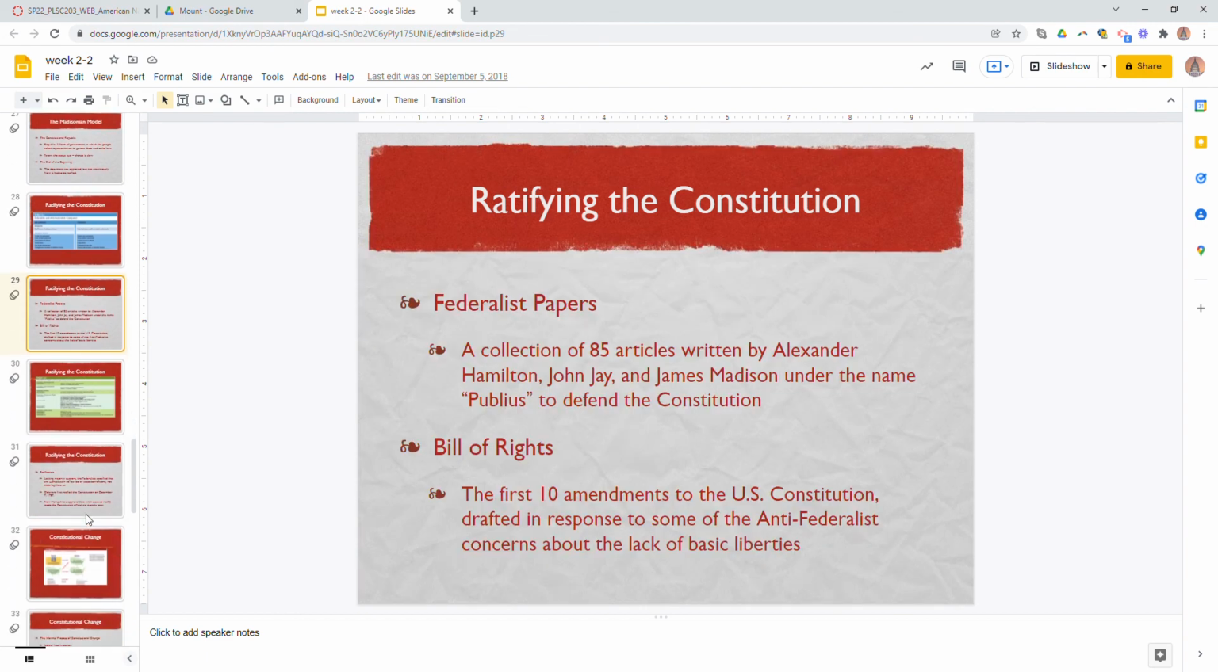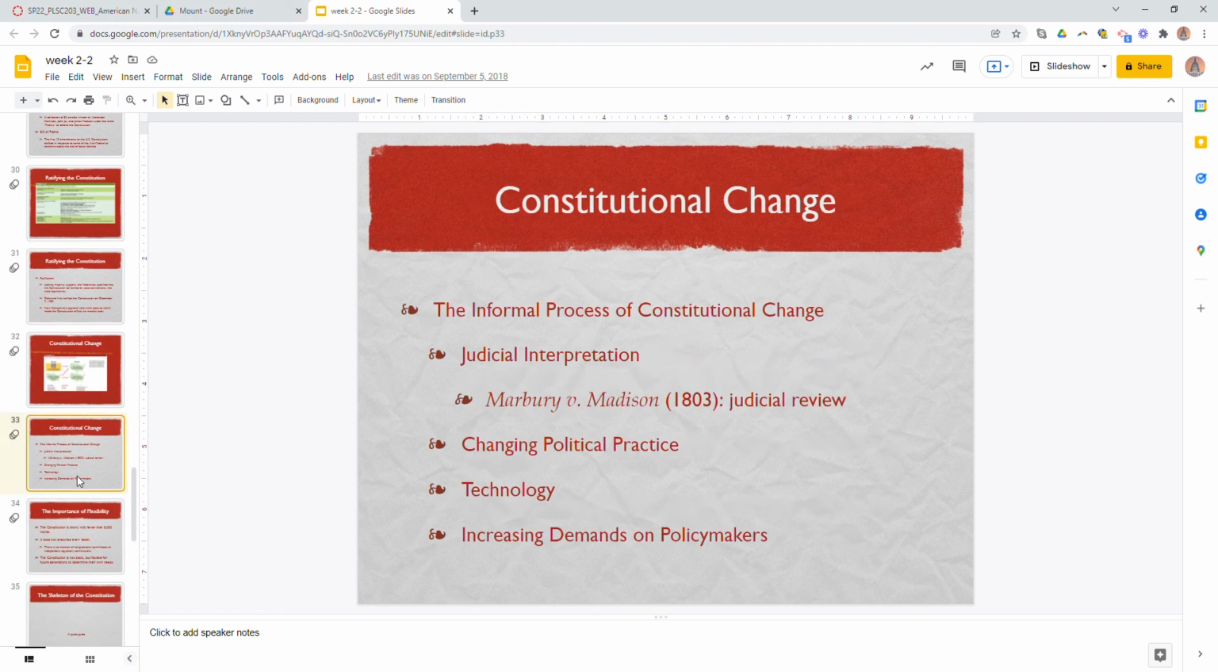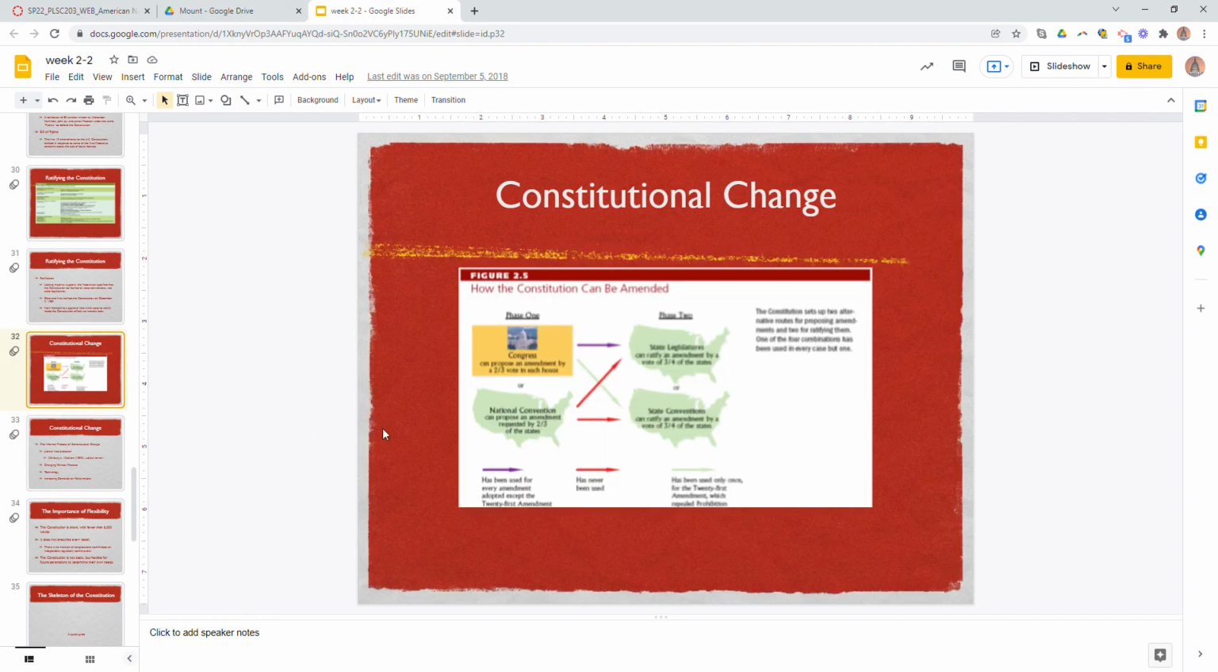All right, so one of the ways to change this document is to formally ratify it, or excuse me, formally amend it. A formal amendment is spelled out inside the Constitution. Okay, so you can look at the document and it tells us how it does it. Basically, there's two phases to any amendment. First phase is it has to be proposed, and that has to happen at the national level.